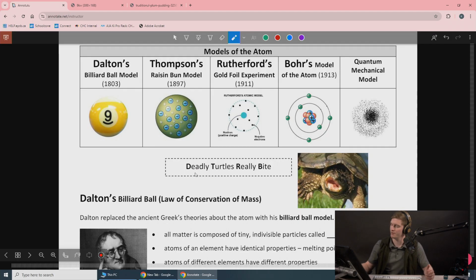There's an acronym here for deadly turtles really bite. If you find that useful, then that's the order that these were discovered in. That's Dalton, Thompson, Rutherford, and Bohr. Those are the 4 scientists that you're going to need to know for Science 10.